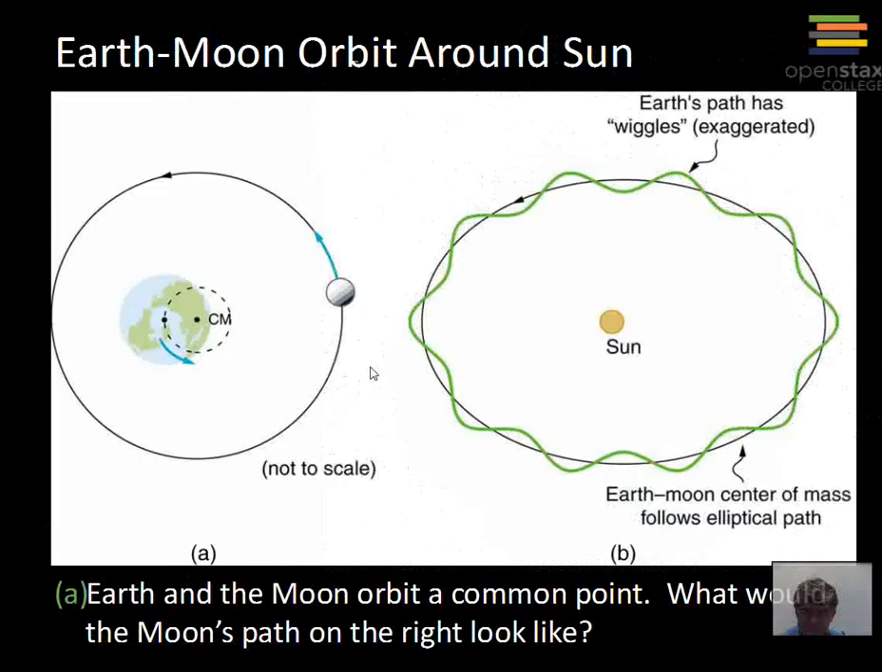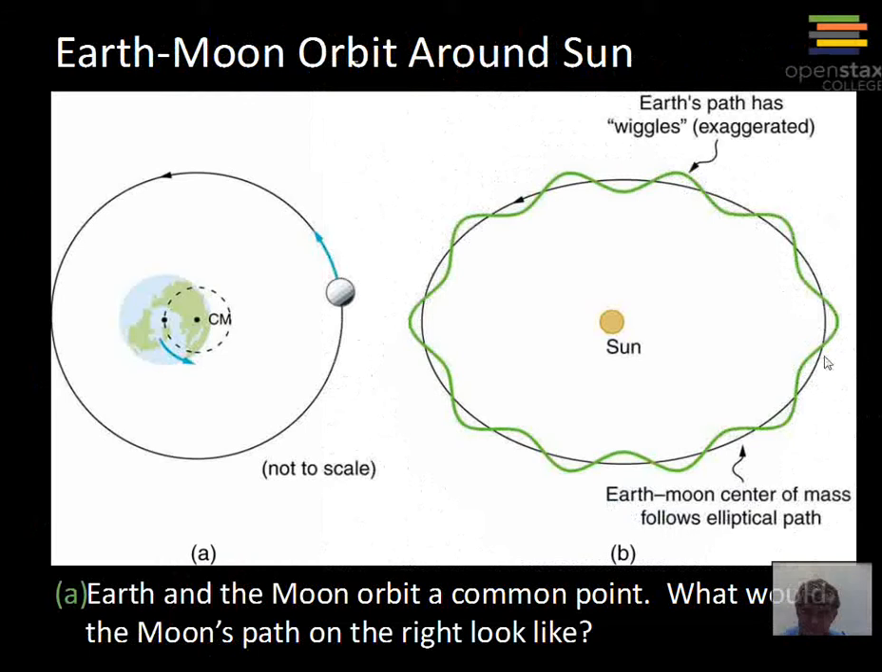Here is a graphic that shows the moon and the Earth. And it turns out there's a common center for these objects that orbits the sun. That's the black line here. And here, they're not to scale, much exaggerated, but the Earth moves back and forth, inside and outside, compared to where this center of mass line goes.